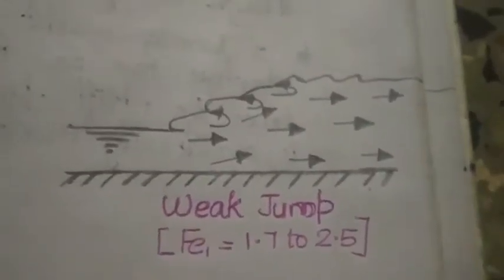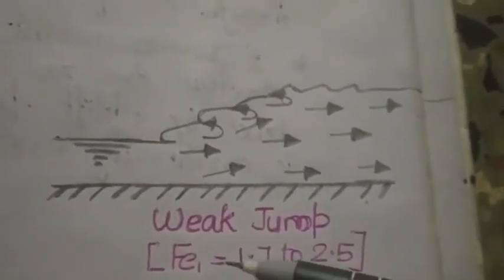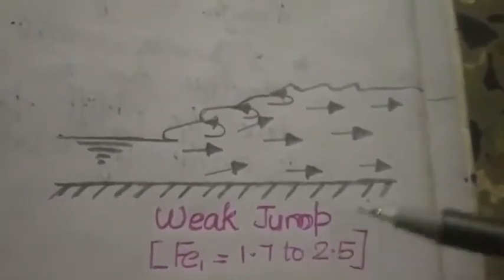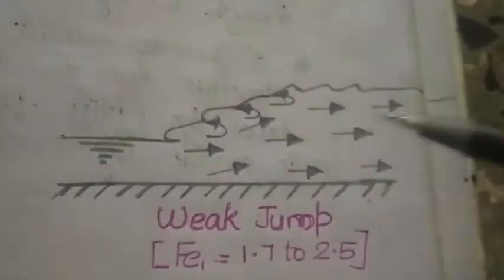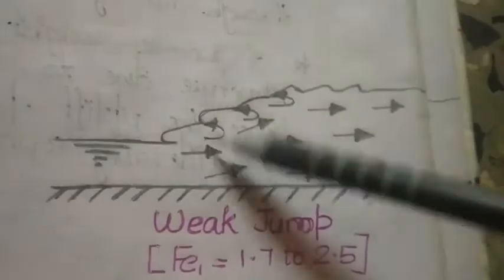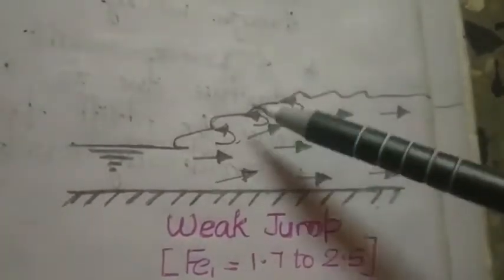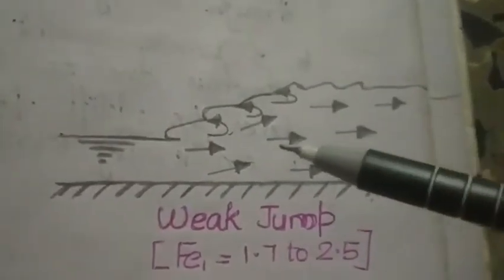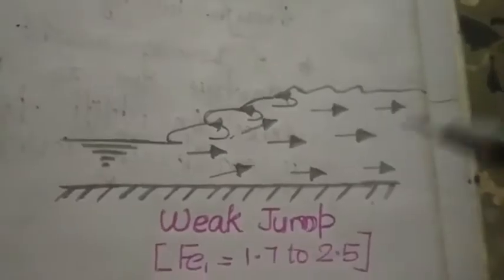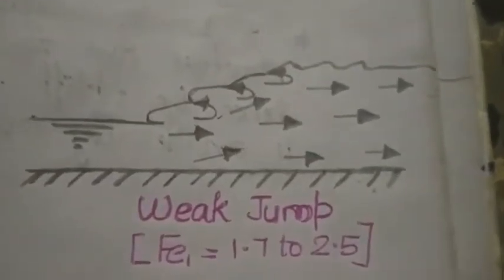So the figure shows the weak jump. So Fe equals 1.7 to 2.5. So the velocity of the flow throughout is fairly uniform. And there are small rollers formed on the jump surface, but the downstream side remains quite smooth. So this is the figure of the weak jump.